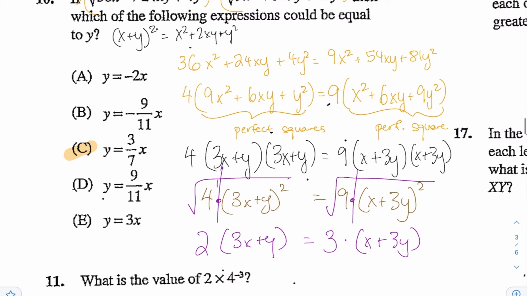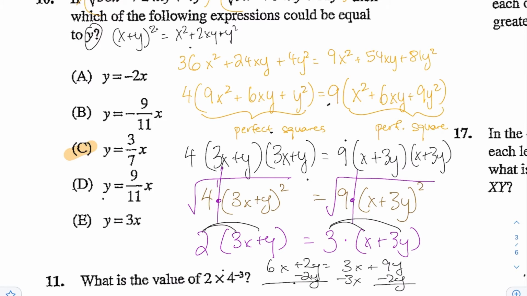And from here, you can just do your normal distribution. And you get 6x + 2y is equal to 3x + 9y. So we're almost there, because you want to isolate y from the equation. So you want to subtract 2y from both sides. Subtract 3x from both sides.